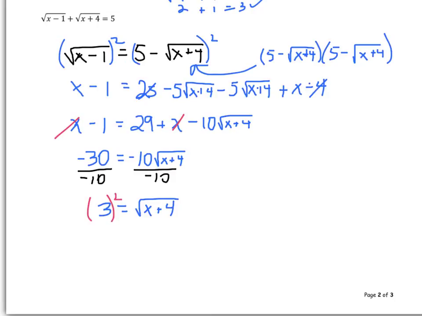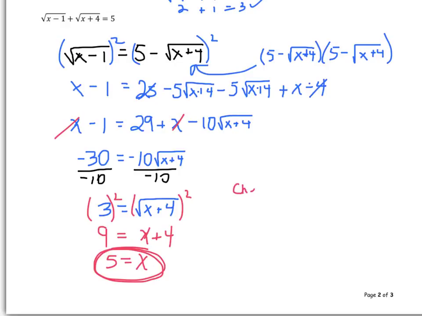I'll square both sides. 3 squared is 9. The square root of x plus 4 squared is x plus 4. Subtracting 4 from both sides, I get x equals 5. And finally, I'm almost done, but maybe I've produced an error. It's entirely possible that this is an error. So every time I square both sides, I have to go back to the original equation and check. So I'll check.